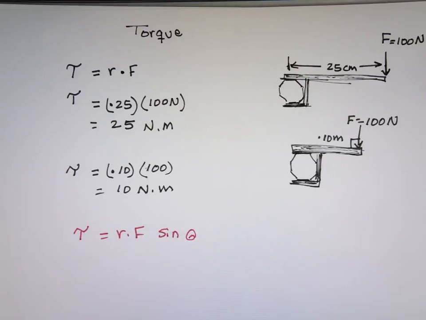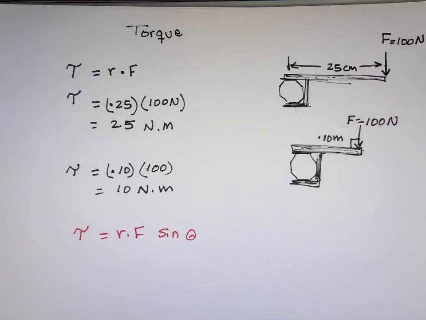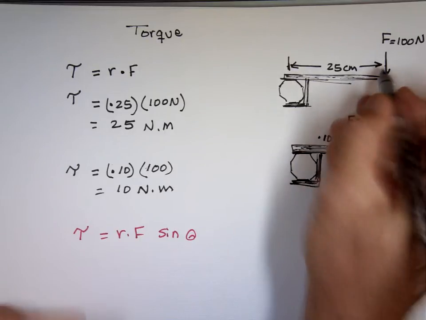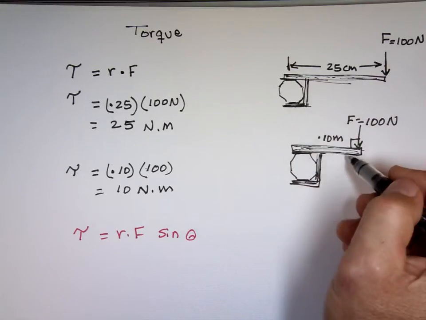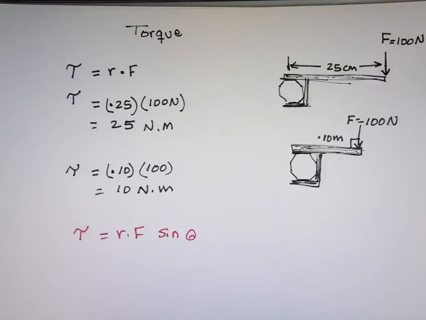Because if I push horizontally on that, that will not create any rotation. You have to push vertically down to make it rotate, spin. So here theta for both examples was 90 degrees. What is sine of 90 degrees? 1. That's why I didn't use it.